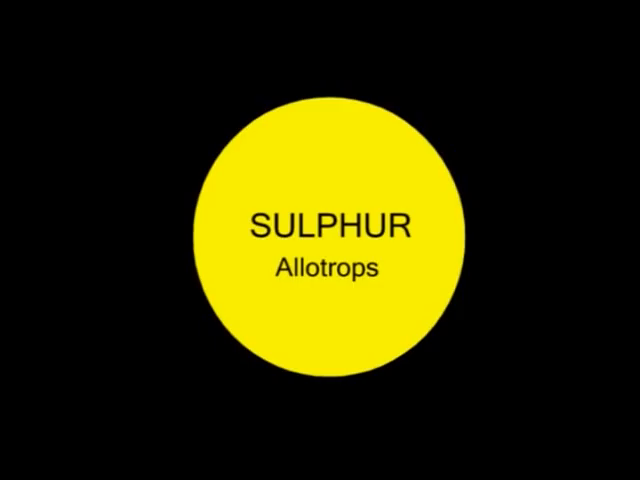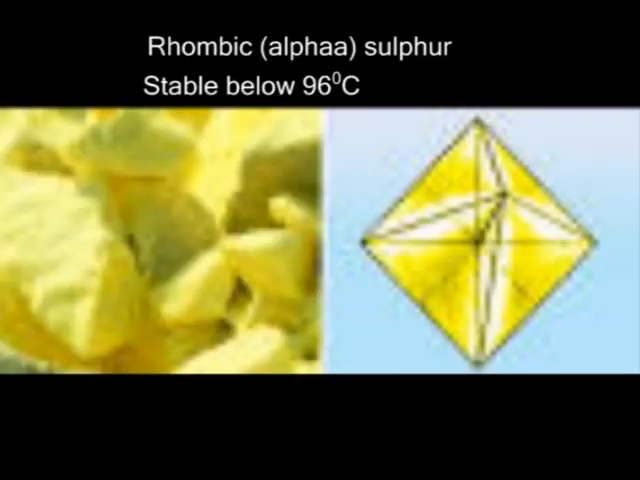Allotropes of sulfur. Solid sulfur exists in 2 different crystalline forms. These are called rhombic sulfur and monoclinic sulfur. Both forms are made up of pure sulfur. They differ in the shape and heat stability of their crystals. Rhombic sulfur, also called alpha sulfur, consists of octahedral shaped crystals. It is only stable at temperatures below 96 degrees Celsius.